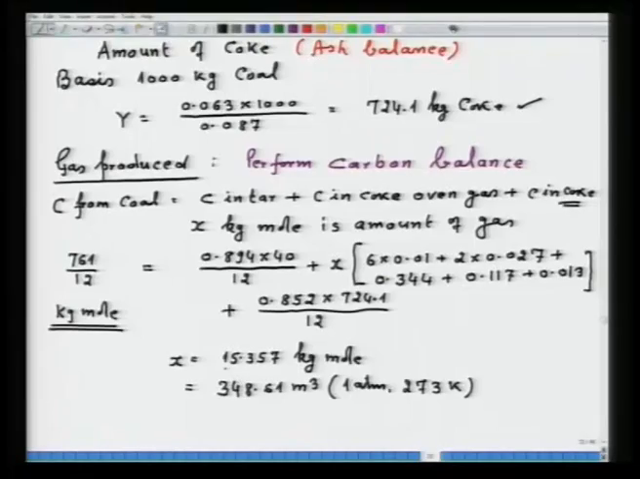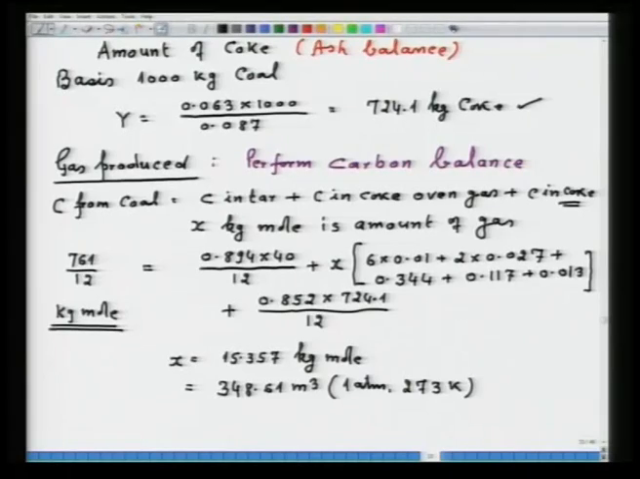You are producing, let us say, 15 kg mole of gas per ton of coal. If on per day basis you are converting 10,000 tons of coal to sustain the production of pig iron, then you can imagine how much amount of coke oven gas you will be producing. It will be 15 into 10,000, and accordingly you can calculate the calorific value and so on and so forth. So, that is an important thing that should come into your mind.